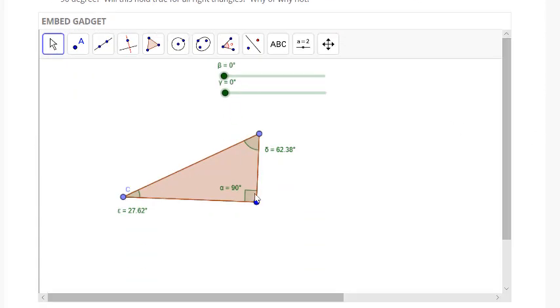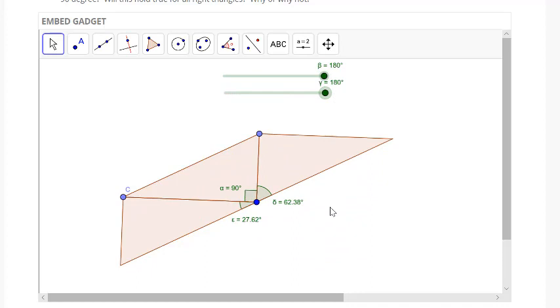The same idea here. I have my 90-degree angle. If I rotate and move my angles over so that they come together, they're going to form a straight line. Angle sum of a triangle is 180 degrees.